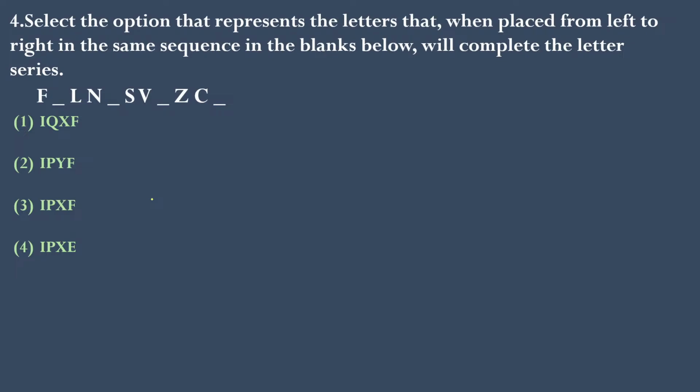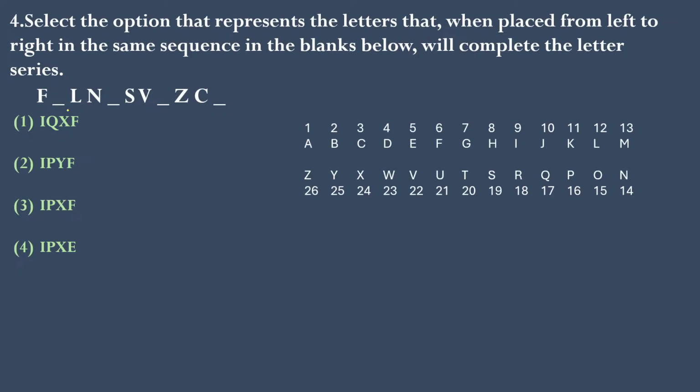See the question. Select the option that represents the letters that, when placed from left to right in the same sequence in the blanks below, will complete the letter series. Here a certain letter series is given. So which alphabets will come in the place of the blanks by using a certain logic? Before going to discuss this question, see here.